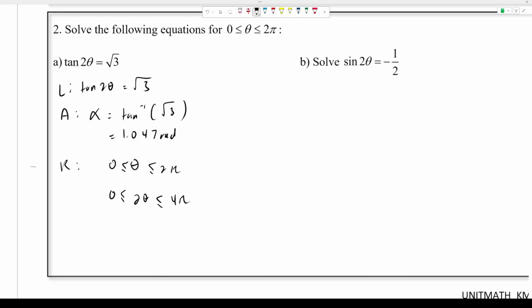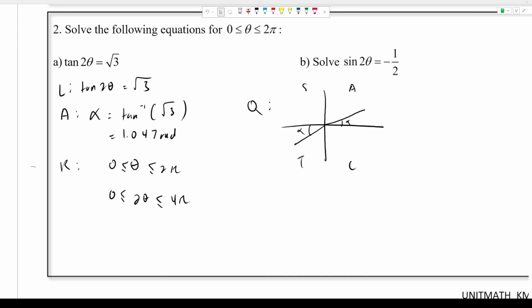Okay, so the next step, quadrant, still the same. You do your 4 quadrants. Okay, A, S, T, C. So you look at your tangent kamu positive, which means dekat first quadrant and third quadrant. Okay, first and third quadrant. Okay, so this is your alpha, this is your alpha.